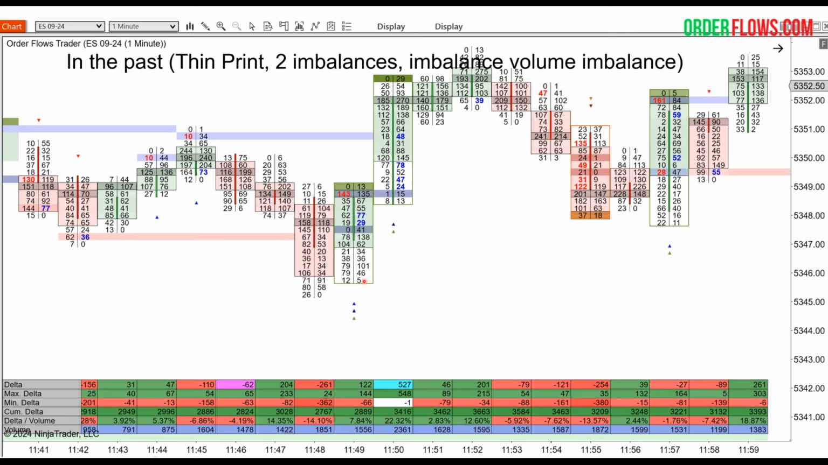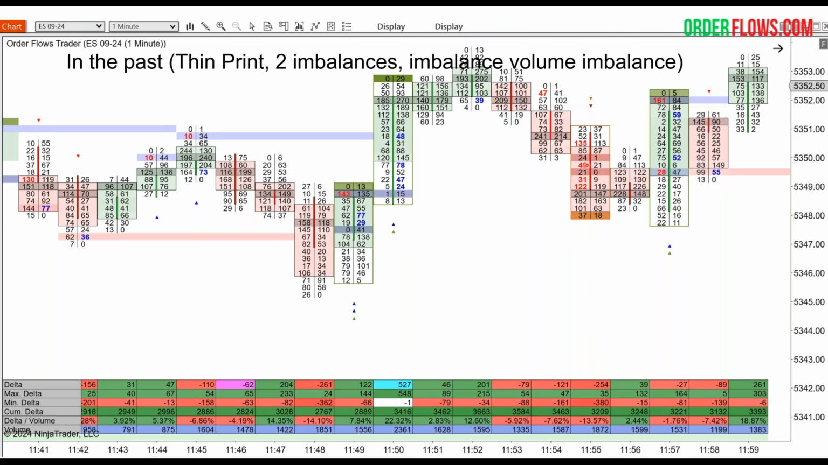But the problem was, before Order Flows Trader came along, you had to actually look at the footprint and say, okay, I've got a thin print coming in there. Yes, I've got two buying imbalances. Yes, I've got an inverse volume imbalance coming in the bar. So you really had to be locked and loaded on your chart to identify those situations when they occur. Because there are going to be times where you have just one of the three. Maybe you just got the thin print with two imbalances, but you don't have the inverse volume imbalance.